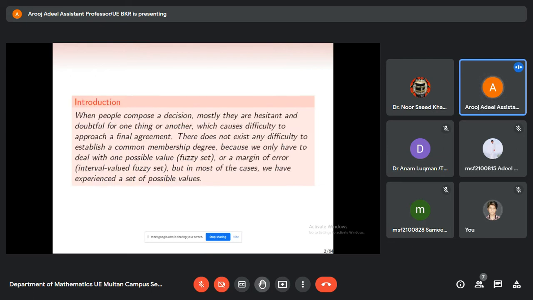Introduction. When people make a decision, mostly they are hesitant and doubtful about one thing or another, which causes difficulty in reaching a final agreement. There does not exist any difficulty in establishing a common membership degree because we only have to deal with one possible value in the case of fuzzy sets, or a margin of error in the case of interval valued hesitant fuzzy sets. But in most cases, we have experienced a set of several possible values.